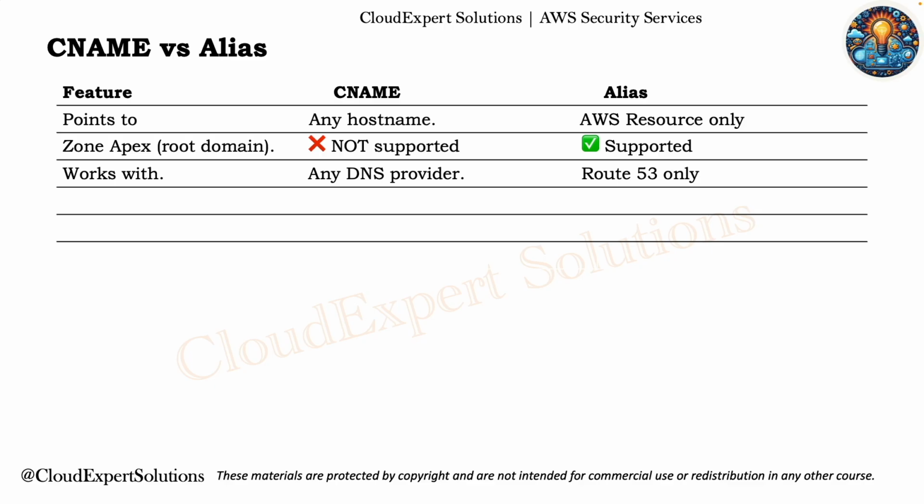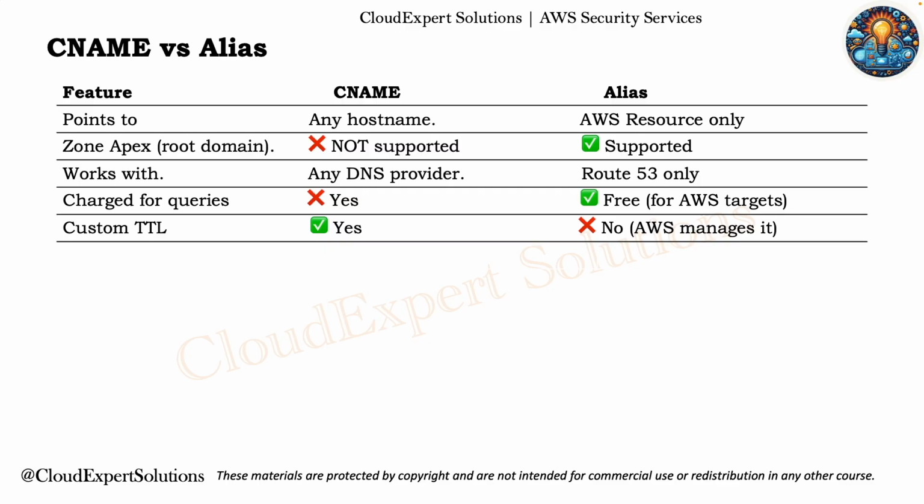Also, alias record queries to AWS are free, while CNAME queries are billed normally. And remember, you can't set a custom TTL on an alias record. AWS owns that. And when it comes to AWS resource routing, you should always prefer alias record, as this is AWS native and has out-of-the-box integration. Write these differences down. They will show up during your AWS certification.